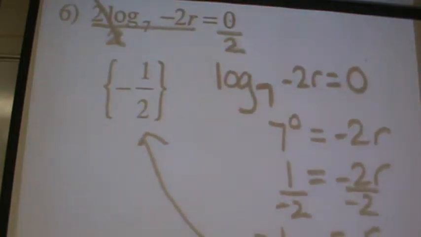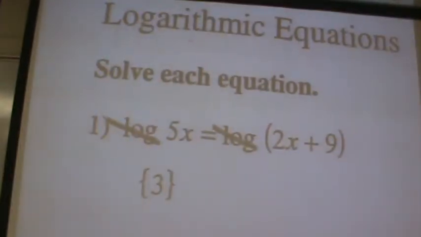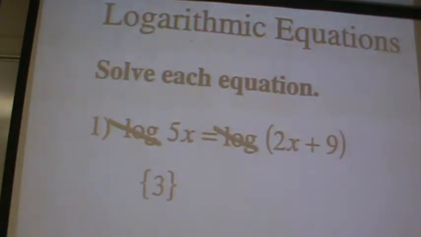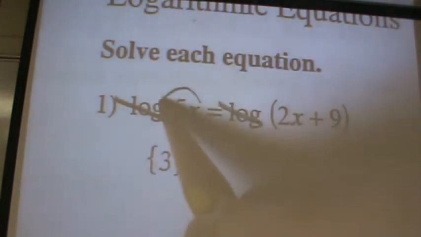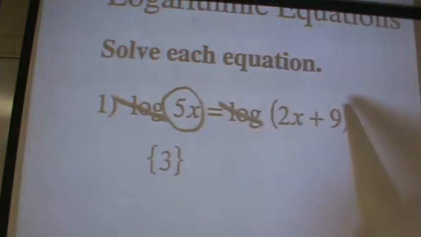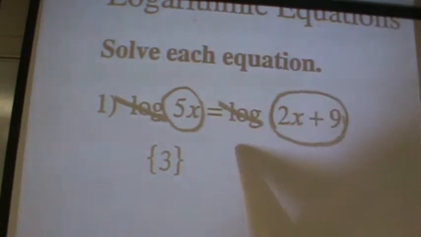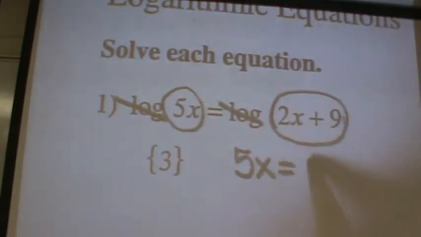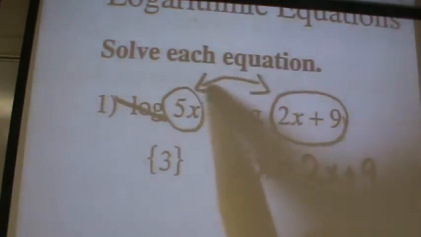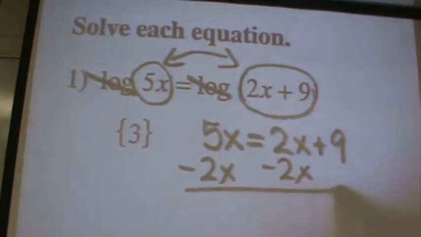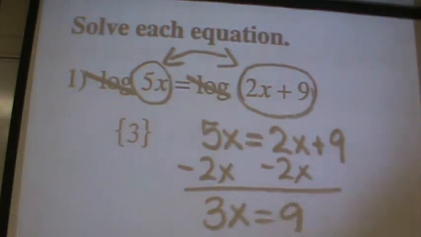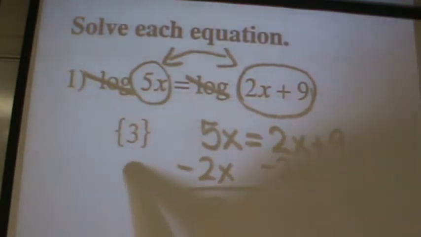So go back to problem number 1, because we didn't finish it. That one you can say, we can cross those log base 10s out. And then what do you do? You're gonna set this equal to 2x. So you're gonna write 5x is equal to 2x plus 9. Then you just solve. You set these two equal to each other. Minus 2x, and then divide by 3, and you get 3 for an answer.